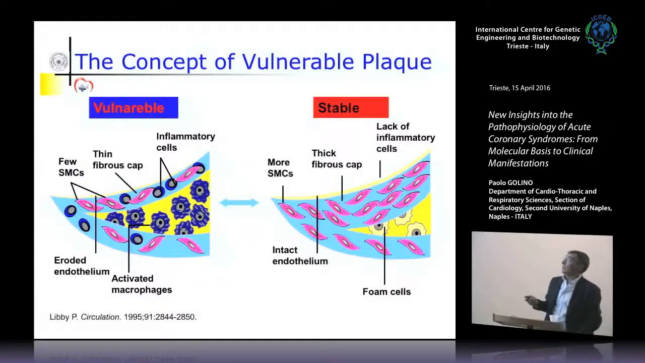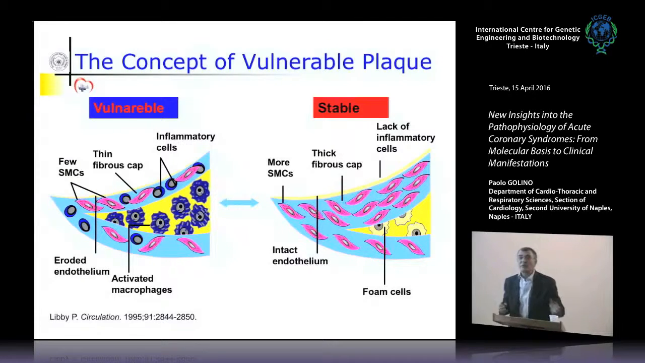On the other hand, the vulnerable plaque is characterized by a thin fibrous cap, fewer smooth muscle cells, a very large lipid core, but most of all, we have many inflammatory cells infiltrating these plaques. These plaques are quite vulnerable to rupture. The problem is that with the imaging techniques that we have now, we cannot look into the plaque without killing the patient.